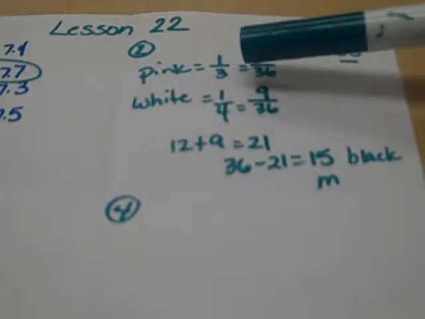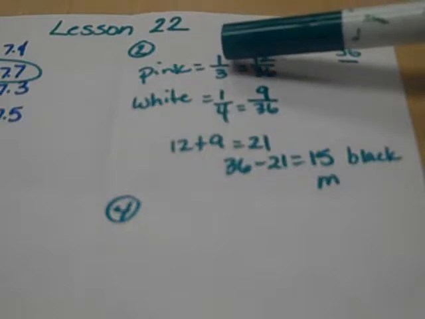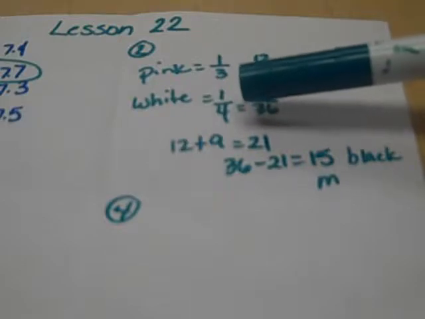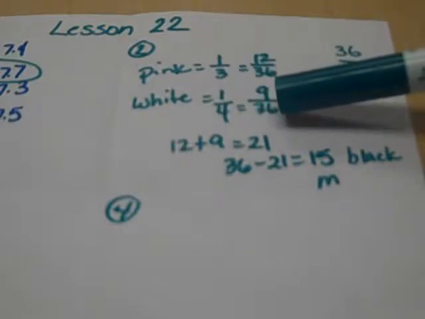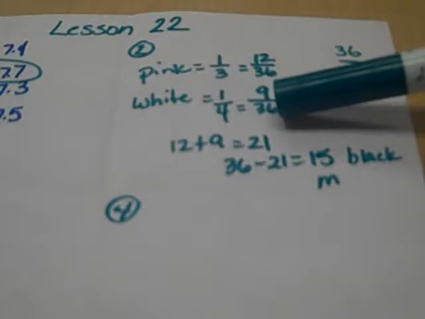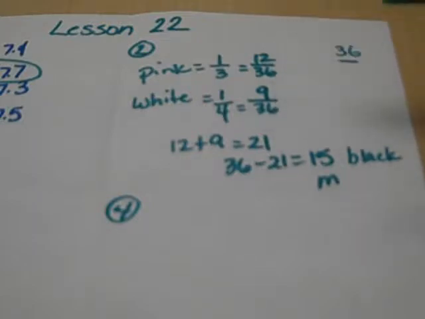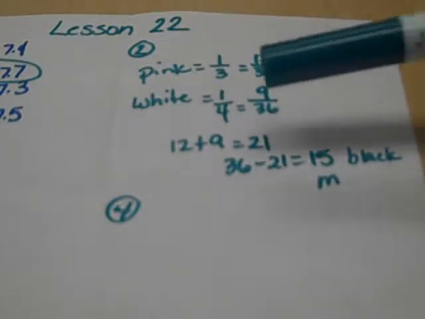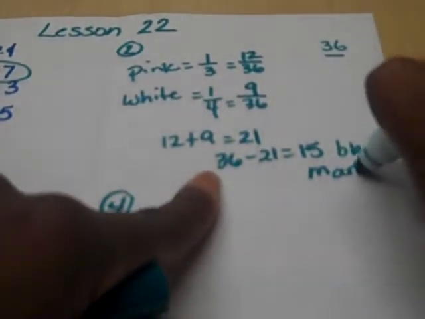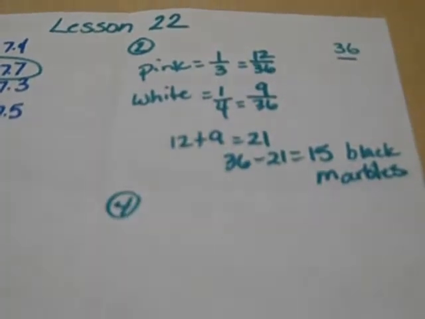So 3 times 12 will give us 36. So we also multiply our numerator 1 times 12 for 12/36. Same thing with the white marbles, 1/4. Our total is actually 36. So 4 times 9 will give us 36. We multiply 1 times 9 also for 9/36. So 12 out of 36 are pink, 9 out of 36 are white. 12 plus 9 is 21, of course, meaning 36 minus 21 equals 15. Our remaining black marbles have the count of 15.